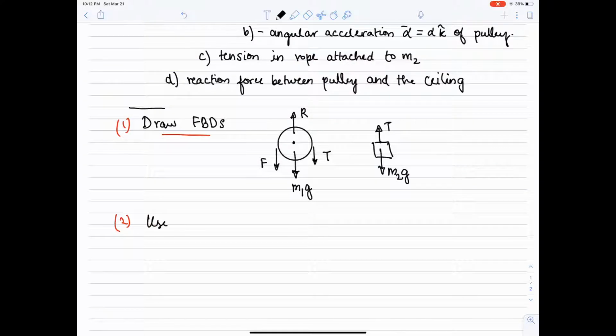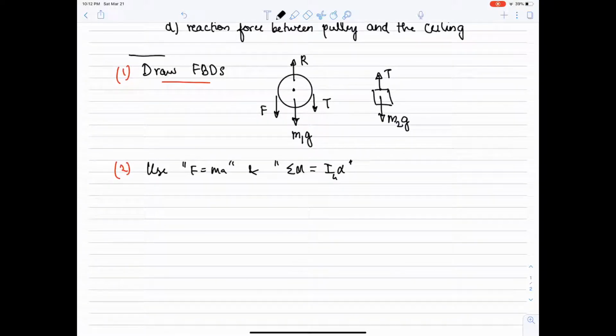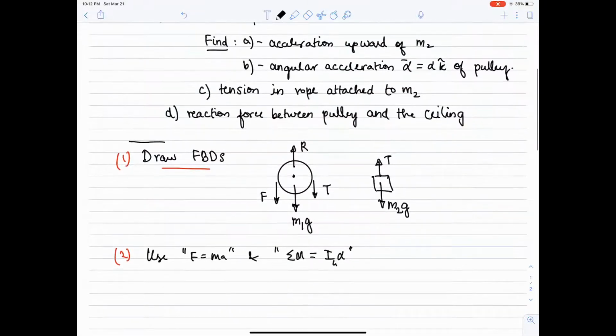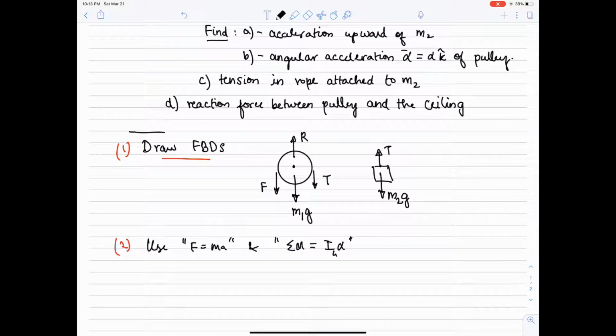Use "F equals ma" and "sum of moments equals I alpha". I'm putting them in quotes because I'm just writing them roughly. Okay, so let's do F equals ma for this mass. Let's define some notation here.